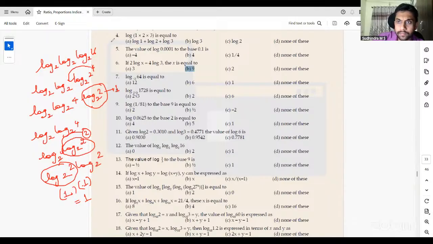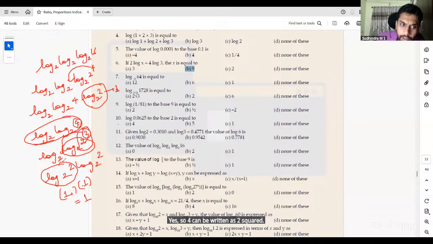Sir, once again, can you explain, sir? Which one, Sriram? This one? Sir, the log to the base 2, log to the base 2, and 4. Yes. So 4 can be written as 2 square. So log 2 to the base 2 and this log to the base 2 is the same. Instead of 4, I have written 2 square here. When I write 2 square, this 2 comes outside. So log 2 to the base 2 into log this 2 to the base 2. Log 2 to the base 2 is 1, log 2 to the base 2 is 1. Okay, sir. Thanks.